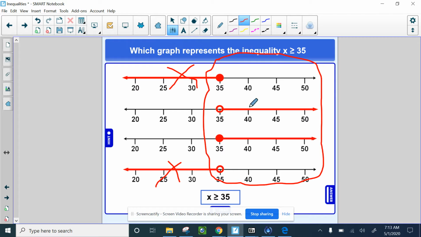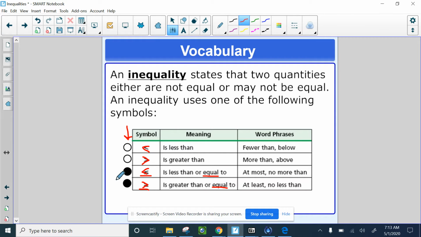So now I need to figure out, okay, if x is greater than or equal to 35, do I want an open or do I want a closed circle? Well, since I have greater than or equal to 35 with that line underneath, if I go back and look at my symbol on my chart, I do right here have that being a closed circle.